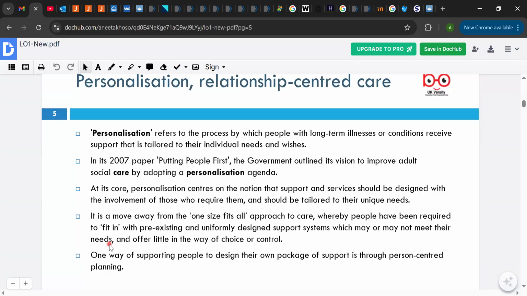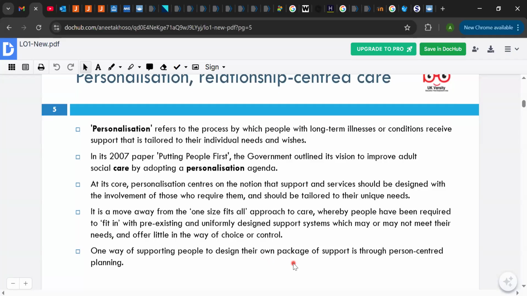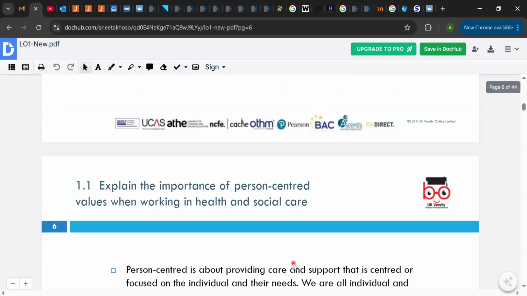This is how you try. This is how you might make mistakes, but always remember, if you treat the person as a person and not as a patient, this is what will be a winning situation for you and for them. So one way of supporting people is to design their own package of support, and that is through person-centered planning.